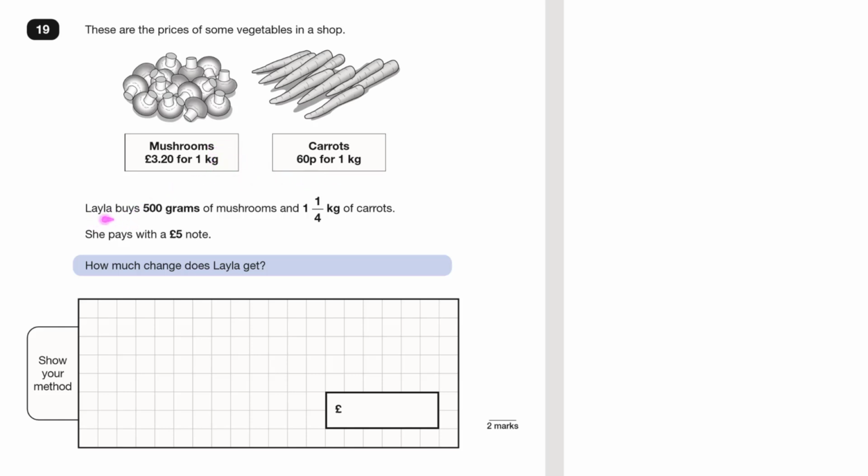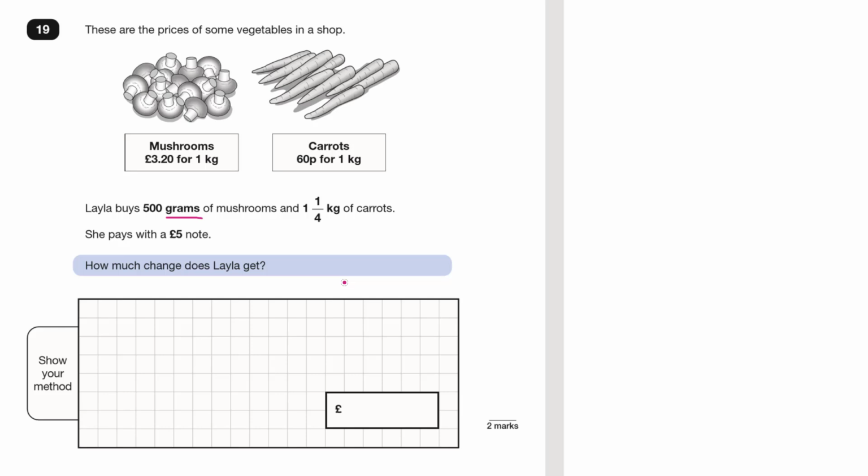Now here, Layla buys 500 grams of mushrooms. So that's grams, not kilograms. Very important to take note of that anytime there are different units. And 1¼ kilogram of carrots. She pays with a £5 note. How much change does Layla get?